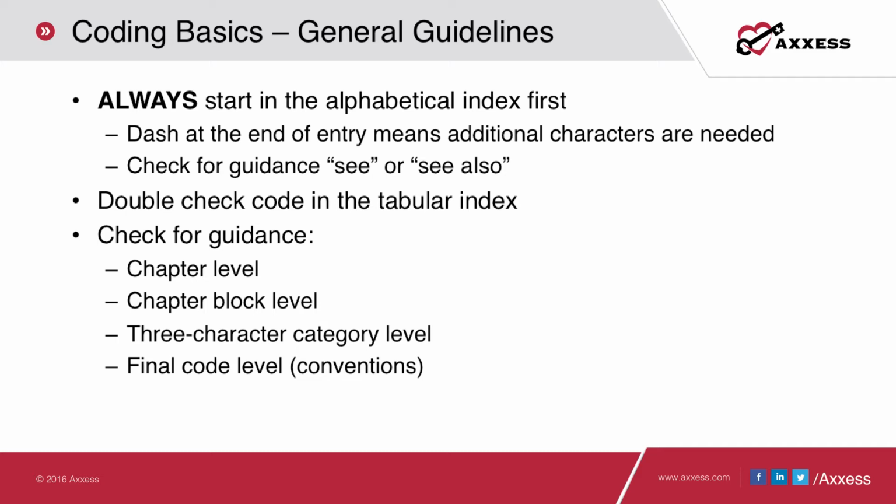And then finally, you may have conventions or rules at the final code level itself. And that would be, for example, if you had diabetes mellitus type 2 with renal manifestations, there may be guidance at that code that says use additional code to identify the stage of kidney failure, for example. That's what we're talking about at a final code level.